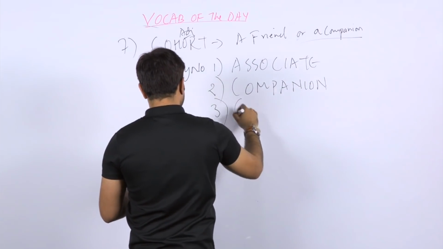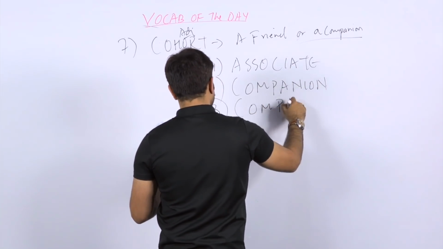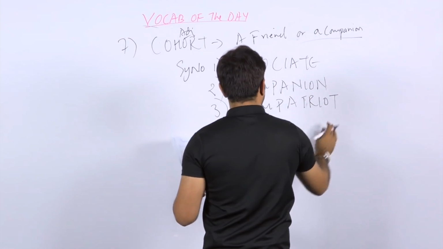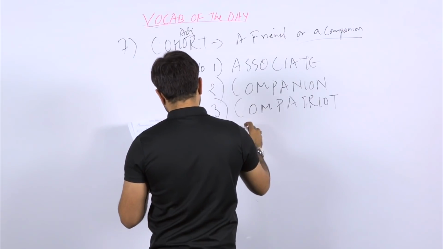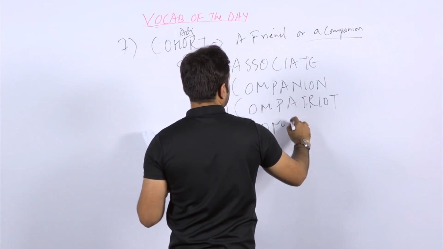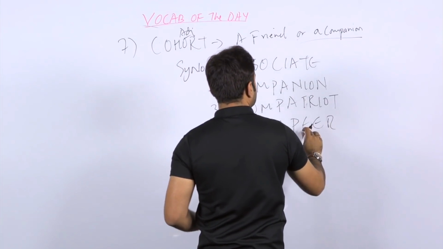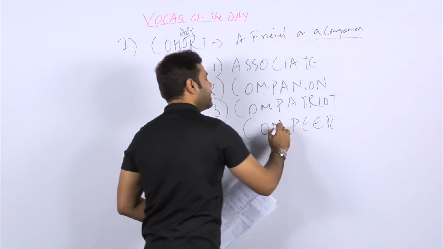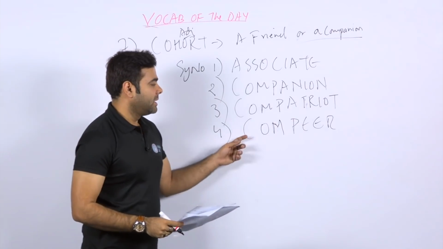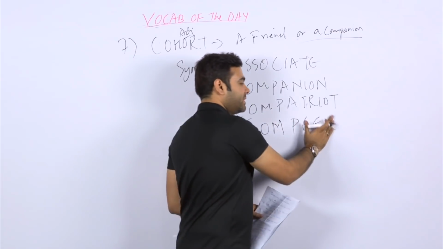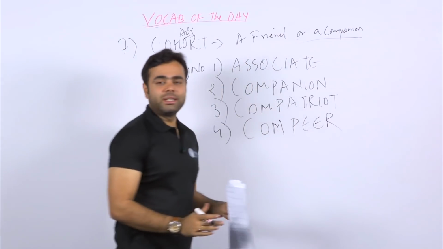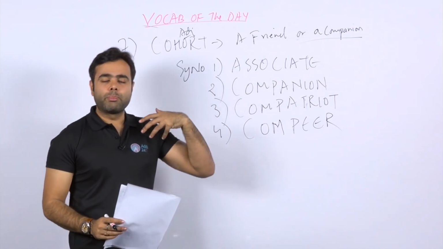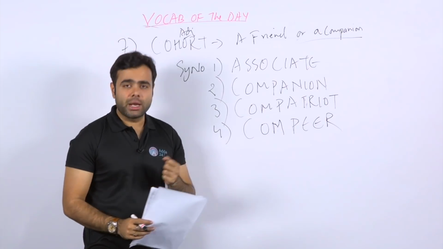The third word is compatriot, and the fourth word is compeer. Students, I would advise you to take this word seriously. Why? Because I think compeer is a nice word to replace a word like companion or friend.